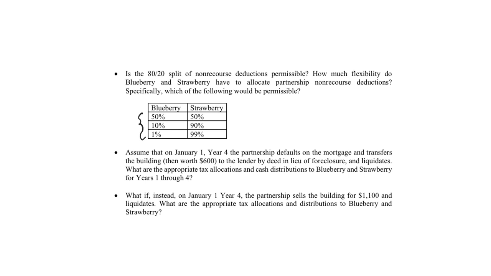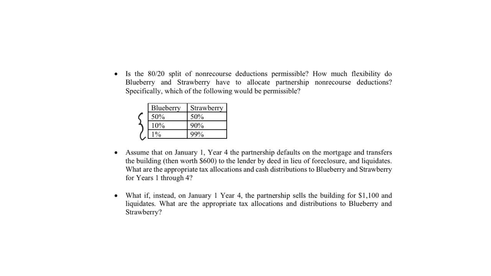Now, all three of these different questions or problem sets are separate. The second deals with, assume that on January 1st, year 4, the partnership defaults on the mortgage and transfers the building, then worth $600, to the lender by deed in lieu of foreclosure and liquidates. What are the appropriate tax allocations and cash distributions to Blueberry and Strawberry for years 1 through 4?